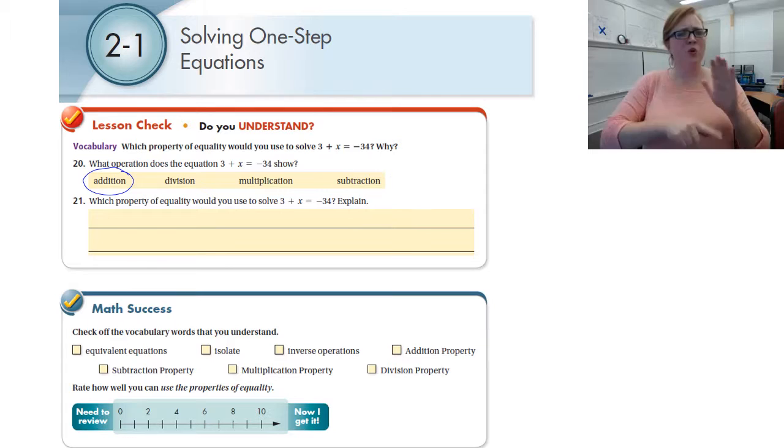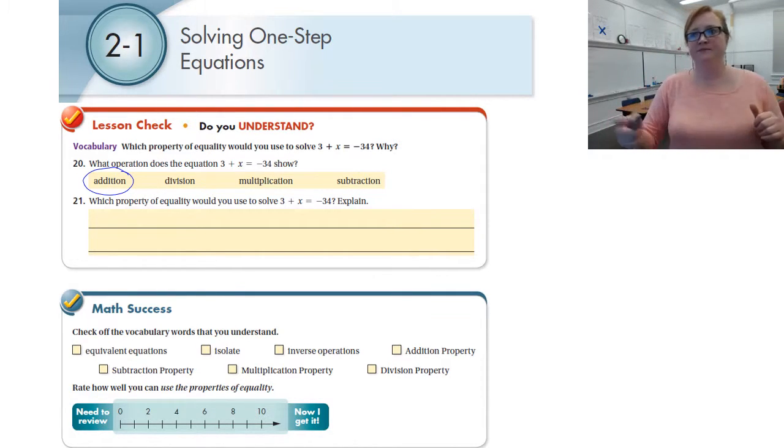Number 21, which property of equality would you use to solve 3 plus x is equal to negative 34? The opposite of addition is subtraction. The property you would use is the subtraction property of equality.